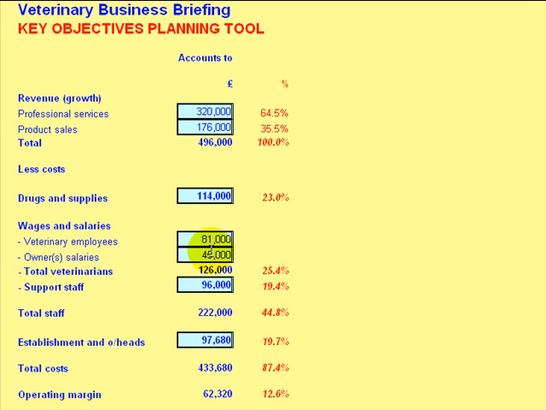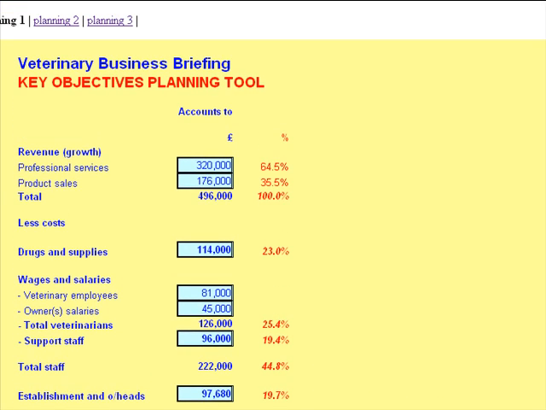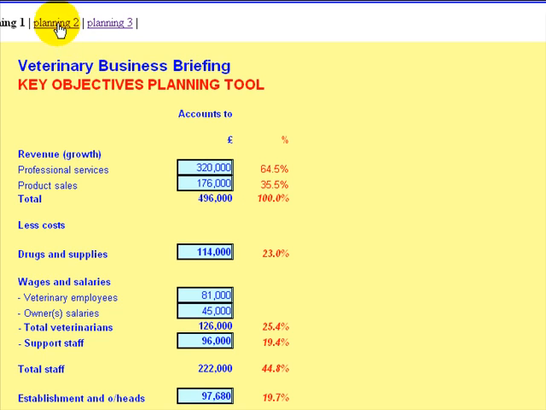Total cost of veterinarians, including the cost of the owner, £126,000. Cost of support staff, establishment and overhead costs, and last year this practice generated an operating margin of £62,000, representing 12.6% of turnover.